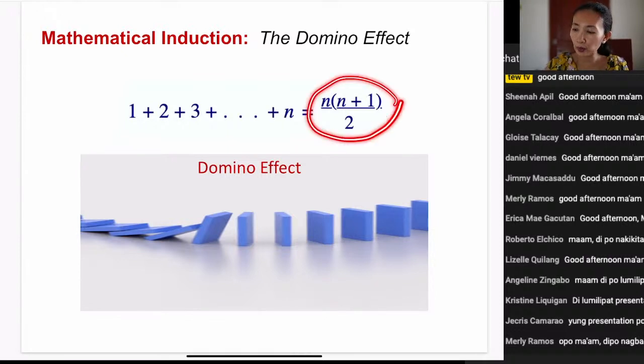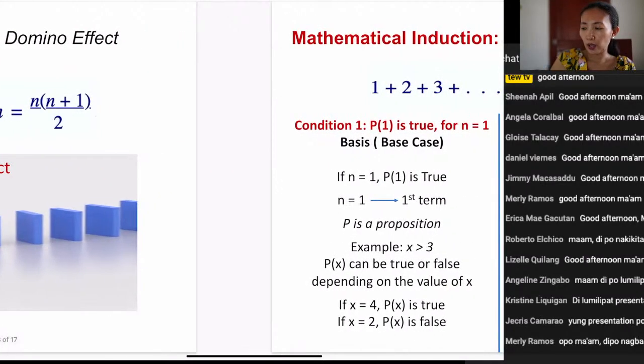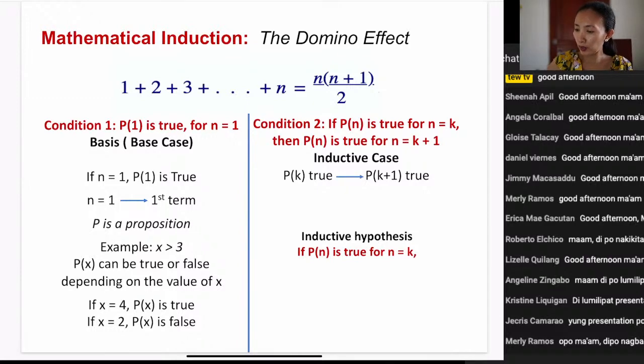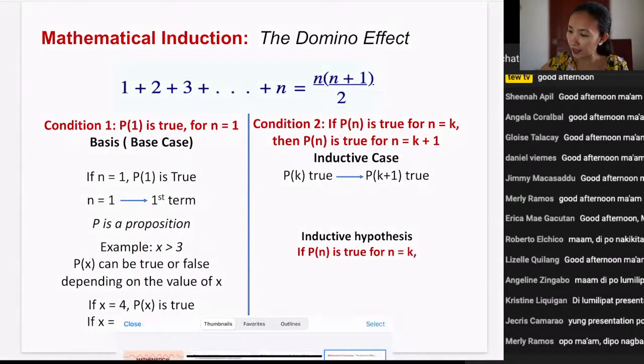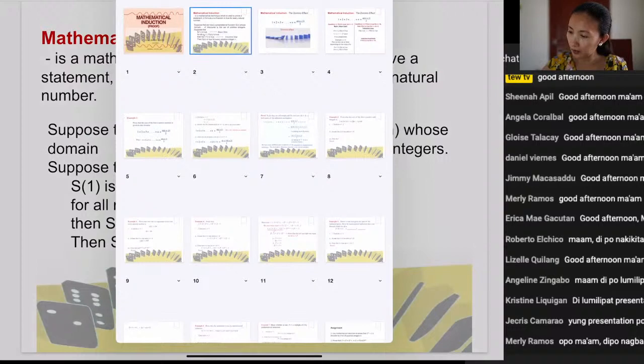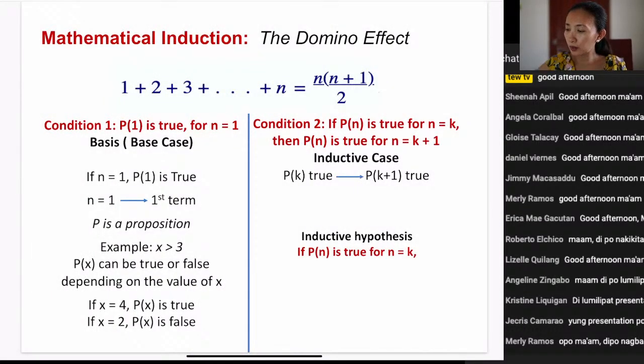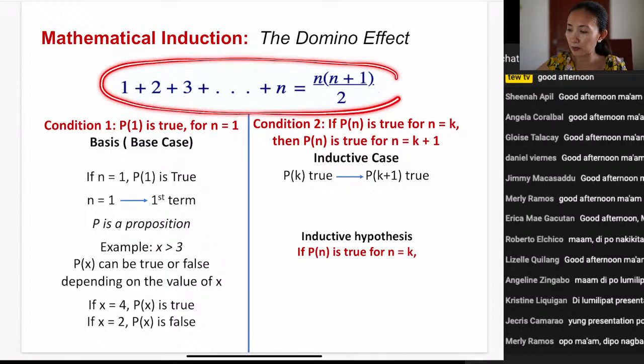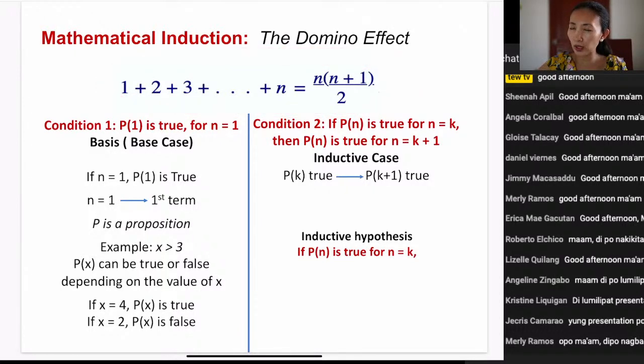So we have to employ a method in which we will be very sure that if it is true to the first and true to the second, then it must be true to all. That is mathematical induction. And so as mentioned a while ago in the second slide, these are the steps. In order that we can prove that this statement holds for any n natural numbers or any n positive integers, we have to show two conditions.